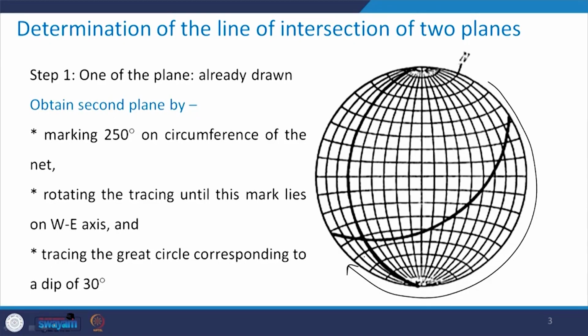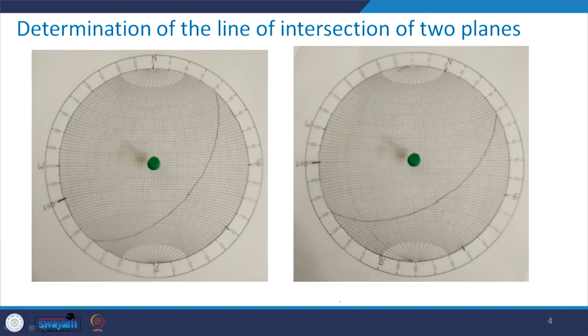So let us see how we can draw the next plane, which has a dip of 30 degree with a dip direction of 250 degree. We have to follow the same procedure as we did in the previous case. We need to measure 250 degree along the circumference, then rotate it in such a manner that it coincides with the west east axis, and then trace the great circle corresponding to a dip of 30 degree. Let us see how we do this.